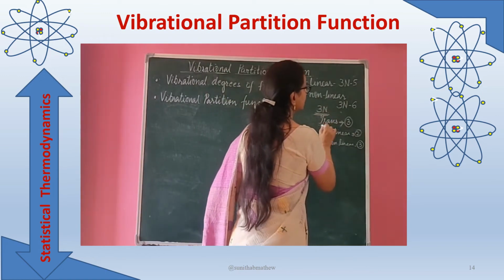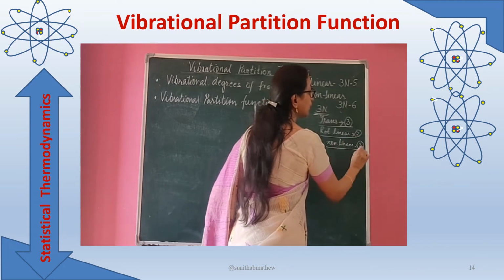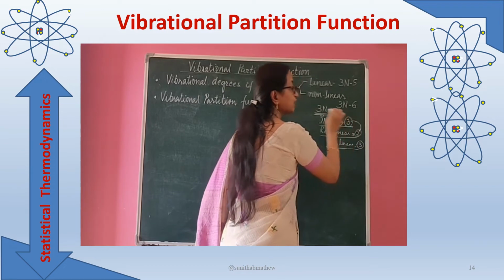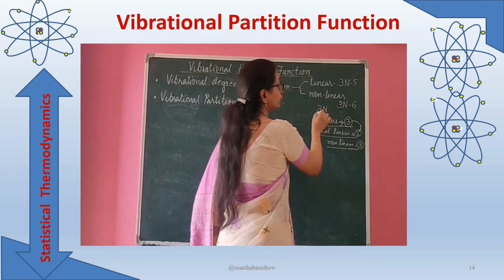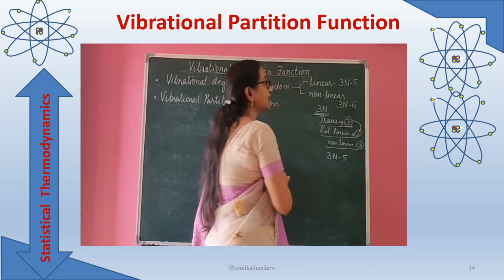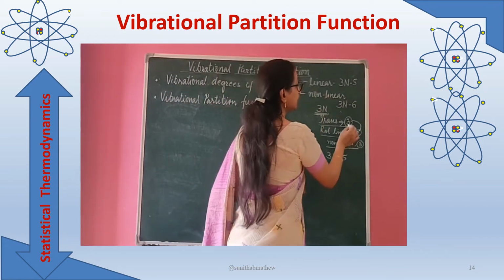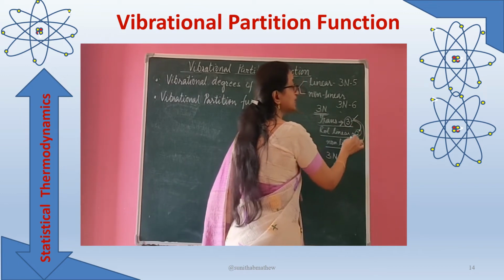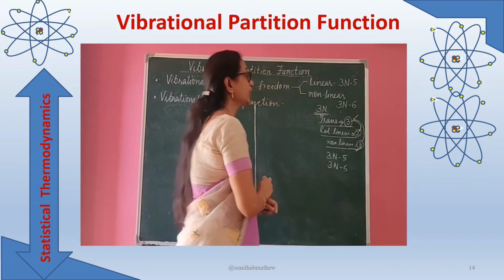Out of this, 3 is translational degree of freedom. For linear it is 2 and for non-linear 3. So for linear, 3 plus 2, that means 5, consists of translation and rotation. Out of this 3n, we subtract this 5 and we get the vibrational degrees of freedom. For non-linear, translation is 3, rotational is 3, 3 plus 3 is 6. So we have 3n minus 6 degrees of freedom.